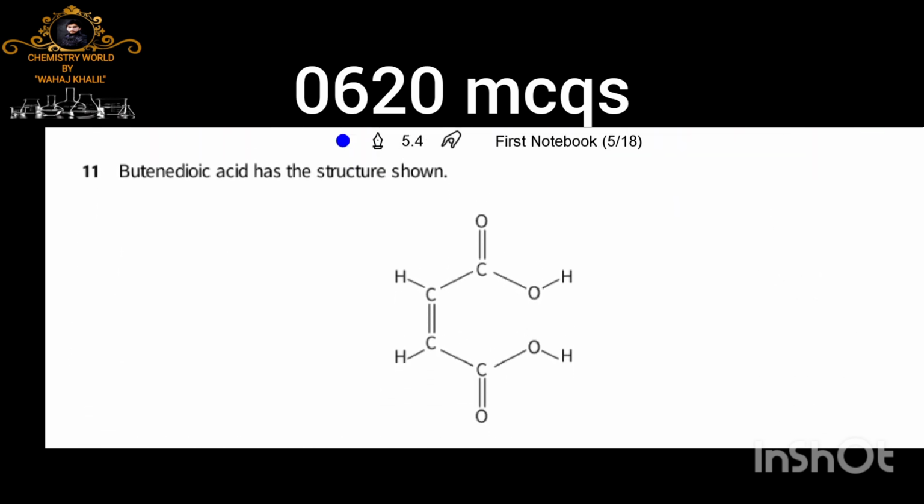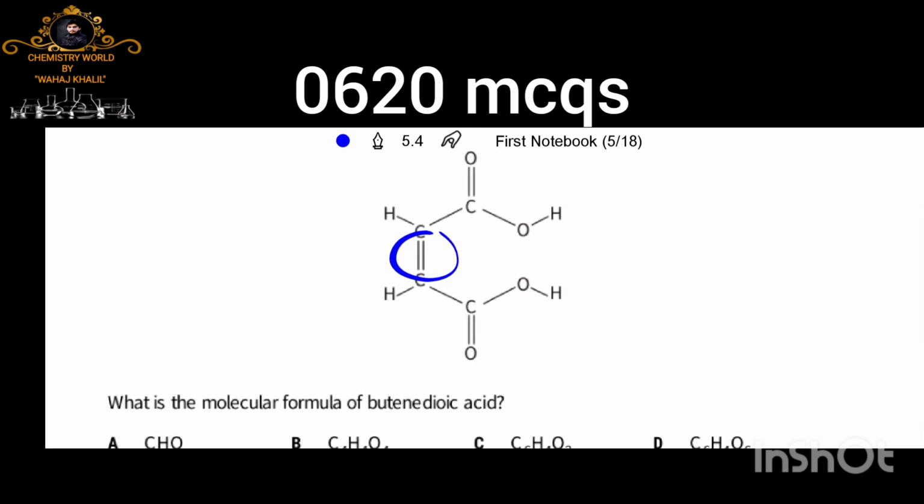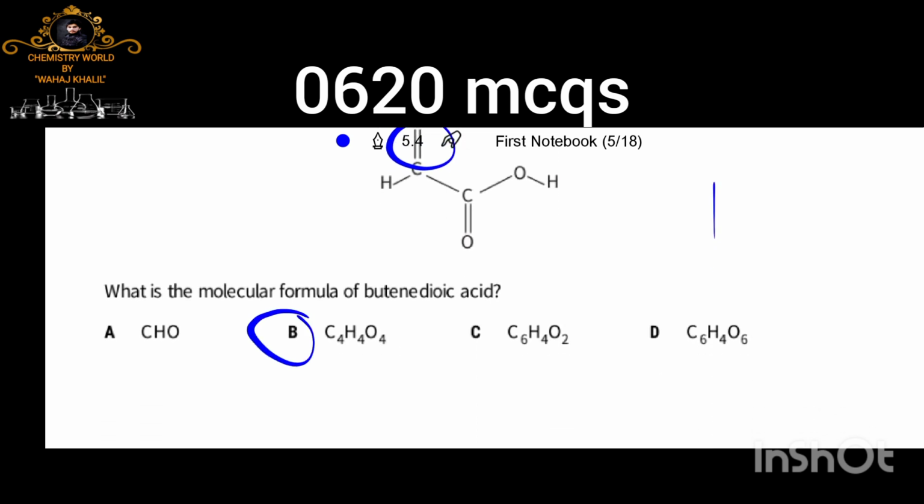So this is a structure of butenedioic acid. So what is the molecular formula of butenedioic acid? First of all, we have to recall the definition of molecular formula. Molecular formula is the actual whole number ratio of elements present in a compound. So there are 4 atoms of carbon, 4 of oxygen, and 4 of hydrogen. So the molecular formula is C4H4O4. Option B is the correct one.